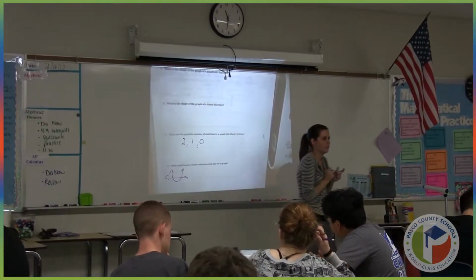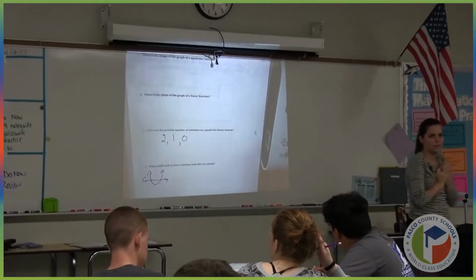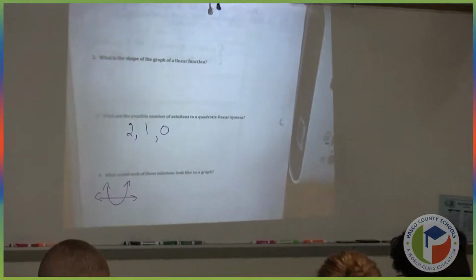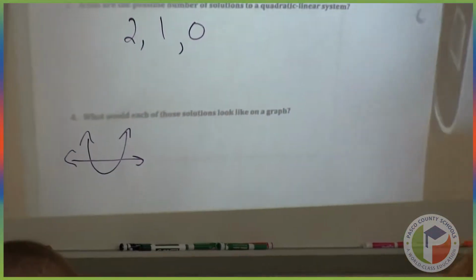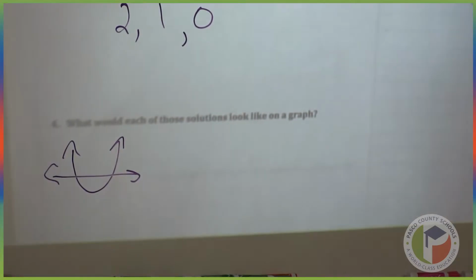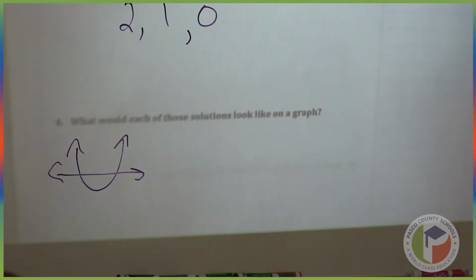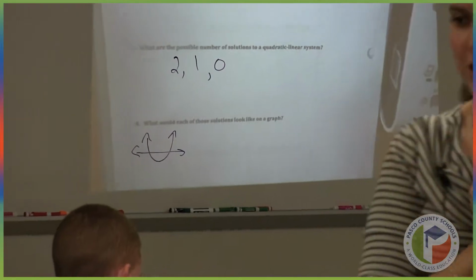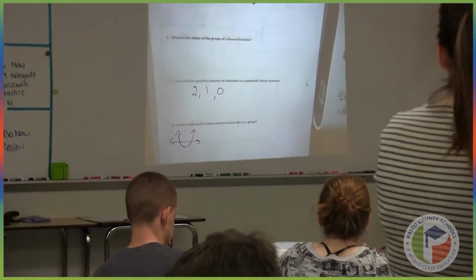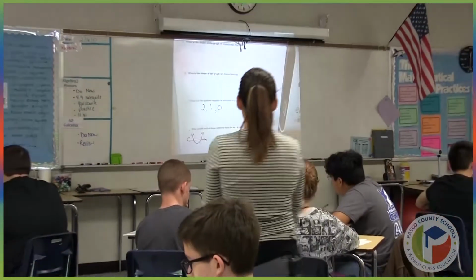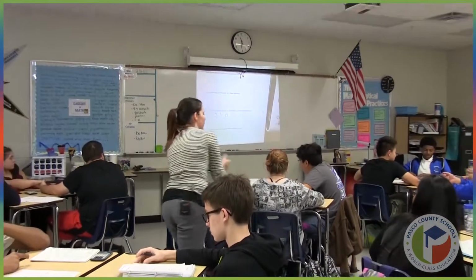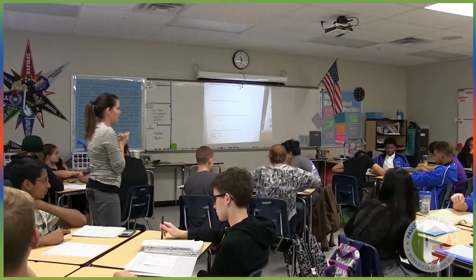What do you guys think? Yeah? Is that 2 solutions? Where would the solutions be? Okay, where they intersect. Can I get someone else to come up and draw for me what one solution would look like? So I'm going to pick somebody. I know that you guys are eager to share. But let's see, Grace. Can you go up there and draw for me what one solution would look like?